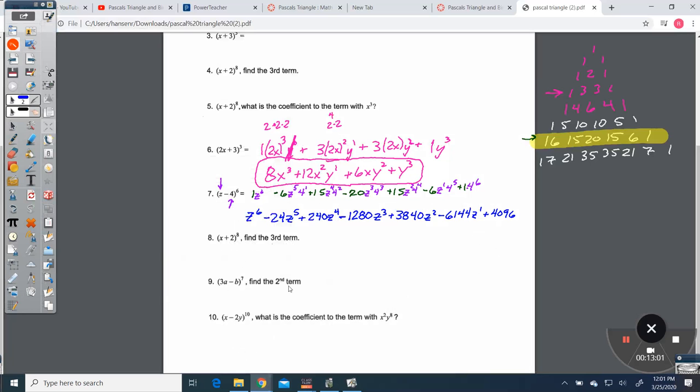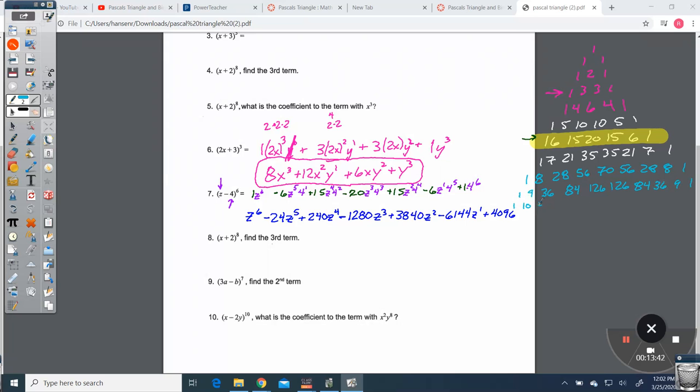Find the third term, find the second term. Let's do number 10 to the 10th. So let's expand that a little bit more. So 1, 8, 28, 56, 70, 56, 28, 8, 1, 1, 9, 36, 84, 126, 126, 84, 36, 9, 1, and now to the 10th row.